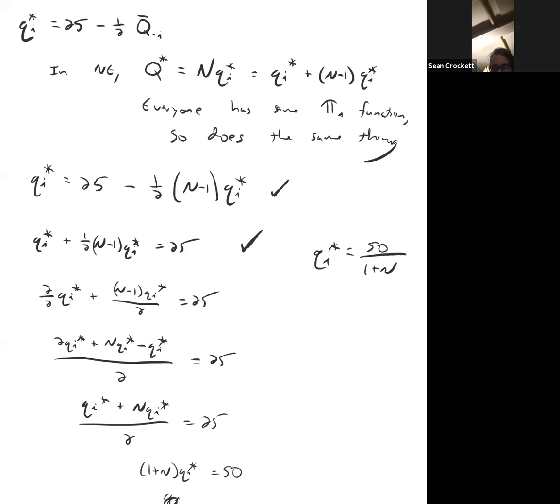So if there's only one firm in the market, monopoly, again, we confirm that the total quantity is 25 from the monopolist. If there's 2 firms in the market, it's 50 over 3. If there's 3 firms in the market, it's 50 over 4. And so there's 4 firms in the market. So for question 9, we have qi star equals 50 over 1 plus 4, which equals 10.